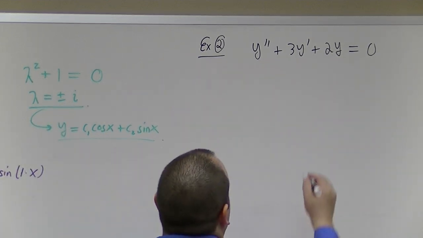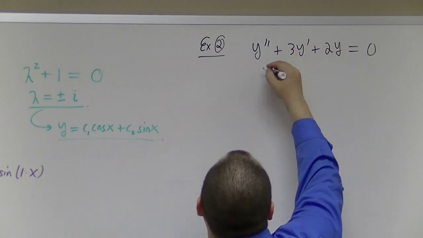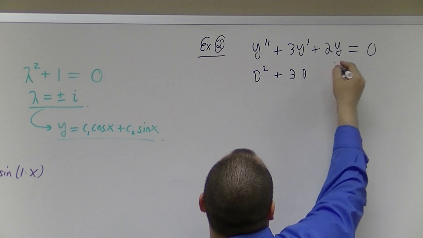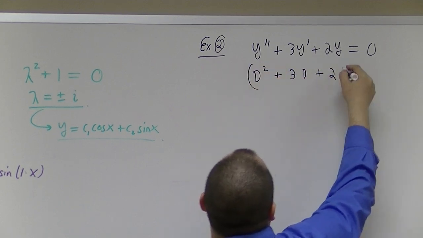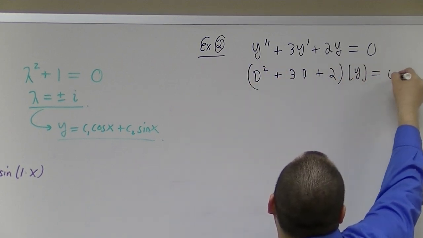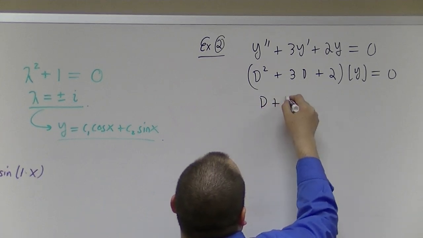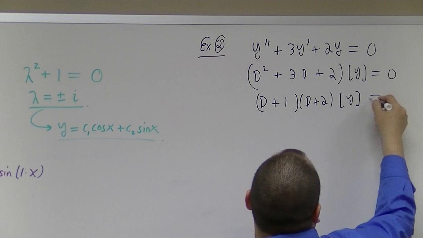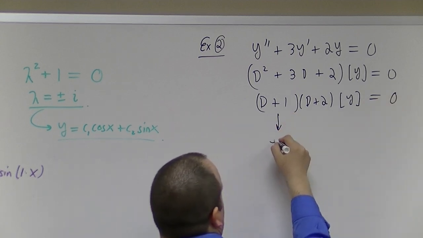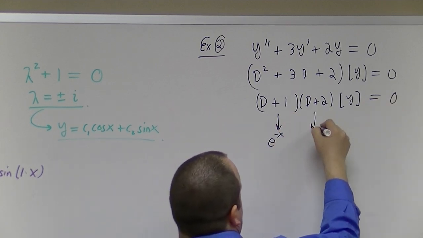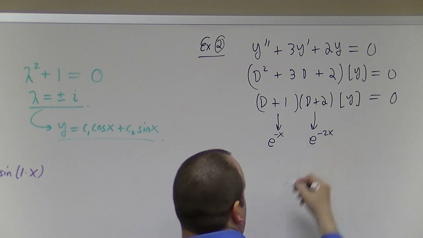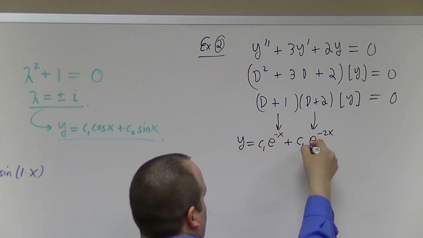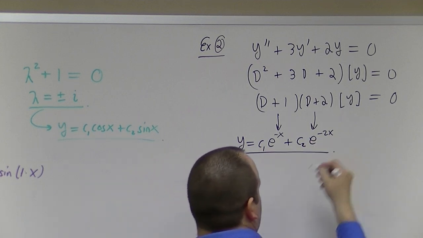But they're fine. So this is y'' + 3y' + 2y = 0, which is D^2 + 3D + 2 acting on y equals 0. We can factor the operators: (D + 1)(D + 2). This gives me e^(-x) and e^(-2x) in its kernel. So I get y = c1 e^(-x) + c2 e^(-2x). There, solved.